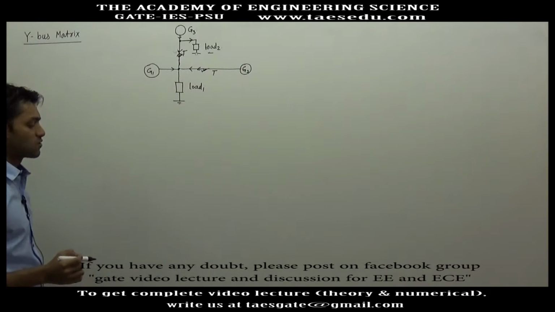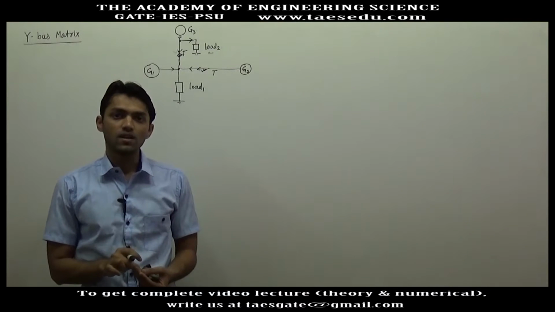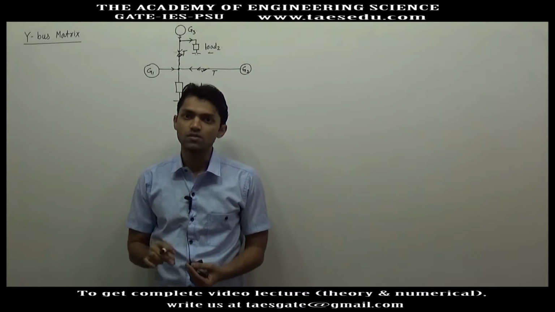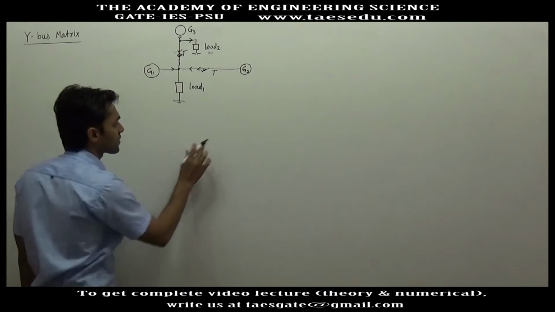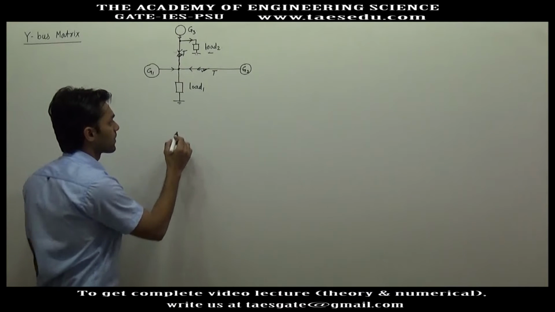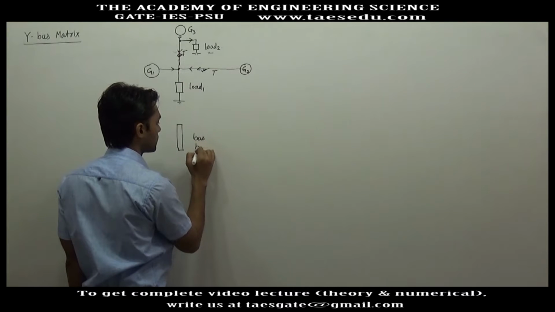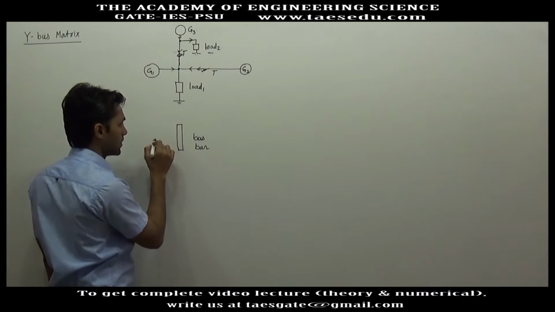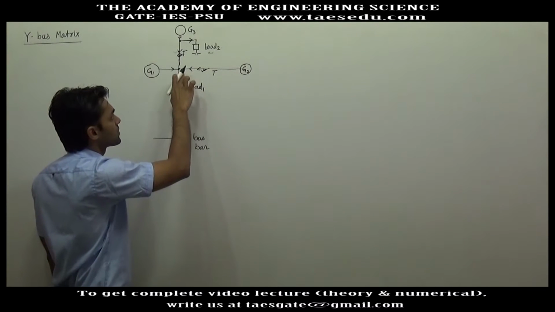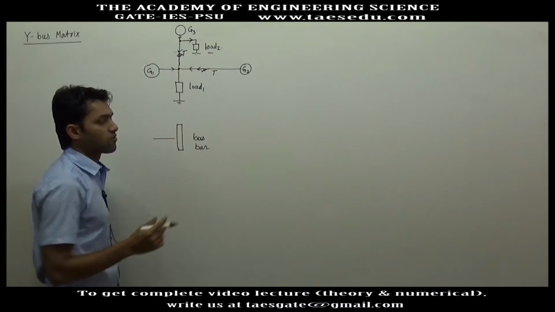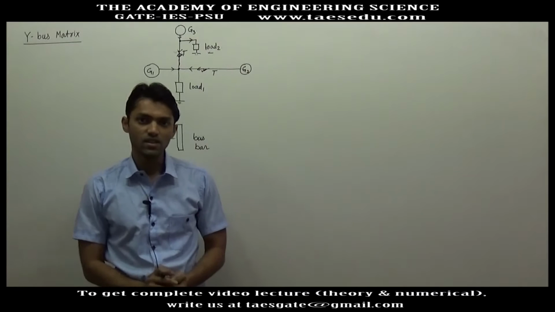Okay. So whenever in a power system there is a point from where a large amount of current flows or comes, at that point we need a metallic bar or bus bar. A bus bar is used to conduct a large amount of current through it. So whenever there is a junction from which a large amount of current will flow, at that junction we need a bus bar.